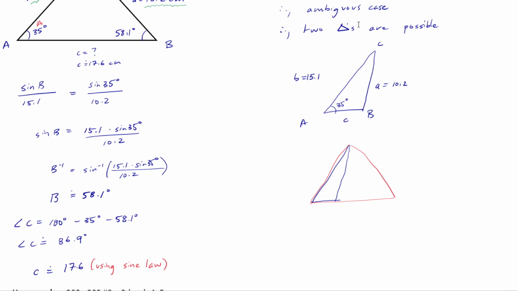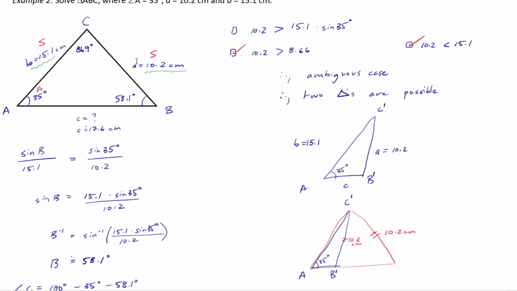Remember that this side is 10.2 centimeters, which means this side is also 10.2 centimeters in this triangle. That's 35 degrees. So here I have A, B, and C. And I'm going to call this one B prime and C prime because they are different than this triangle right here.